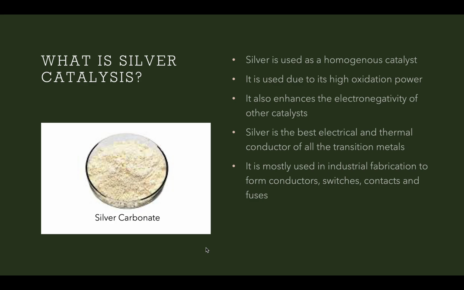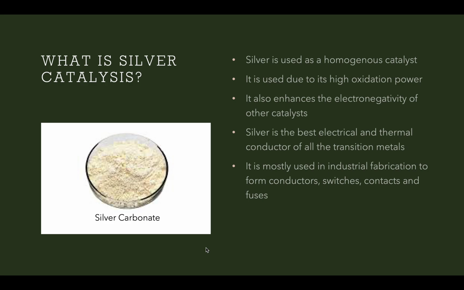Silver is used as a homogeneous catalyst and is used due to its high oxidation power. It also enhances the electronegativity of other catalysts, such as gold. Silver is the best electrical and thermal conductor of all the transition metals, making it such an amazing catalyst, as it is relatively lower in cost compared to the other expensive transition metals, and it also has excellent selectivity and stability.